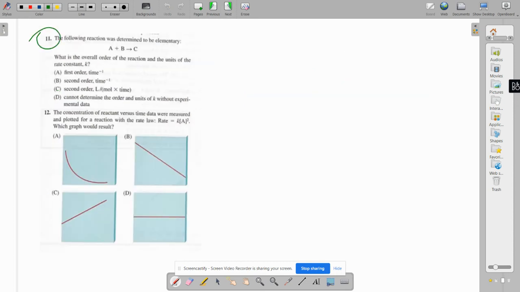So 11. The following reaction was determined to be elementary. Again, what that's telling you is that we're describing a step in a mechanism. So what that really means is that the coefficients should be the orders. It says, what is the overall order of the reaction in the units? Well, for elementary steps, or steps in a mechanism, the coefficients are the orders.